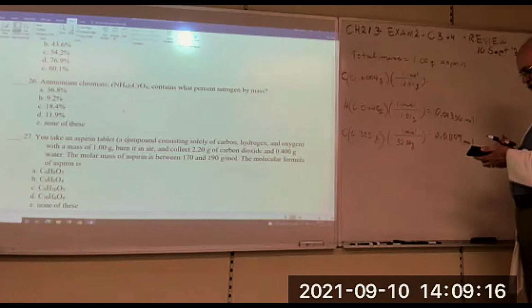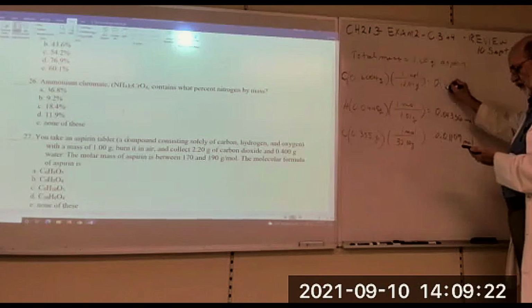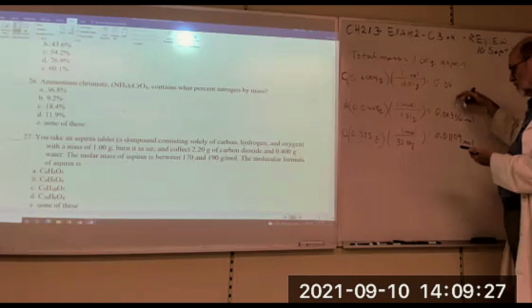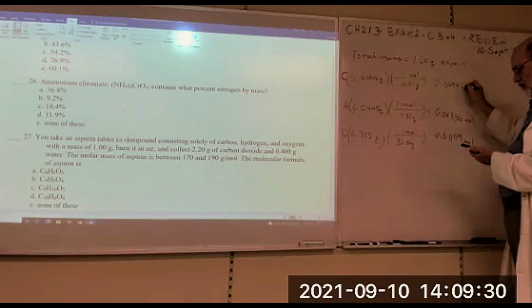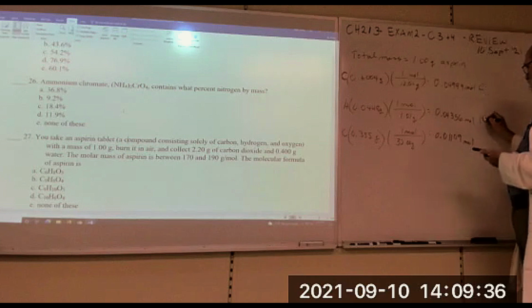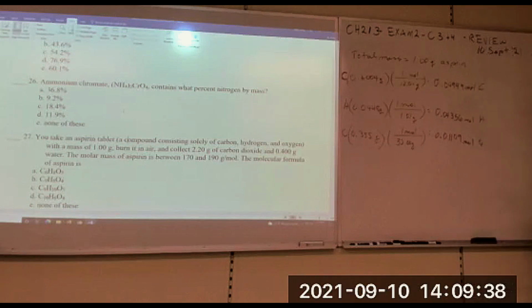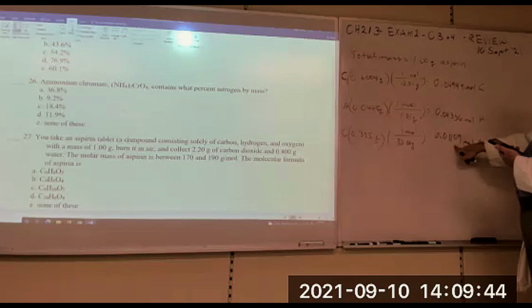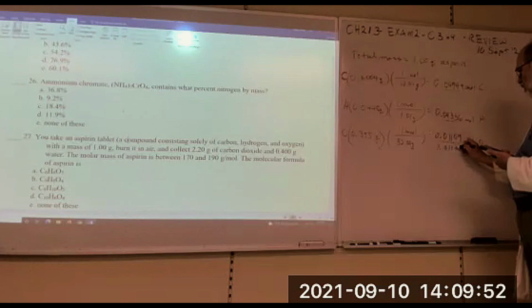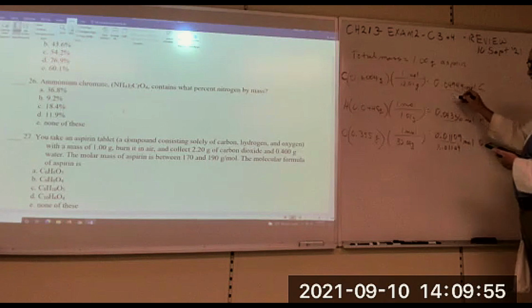And this one is 0.6004 divided by 12.01, which is 0.0499, I'll round it off, 999 moles. So this is carbon, hydrogen, oxygen. Now we need to get a whole number ratio, don't we? So which one's the smallest? This one. Right? So we divide all of them through by 0.01109.